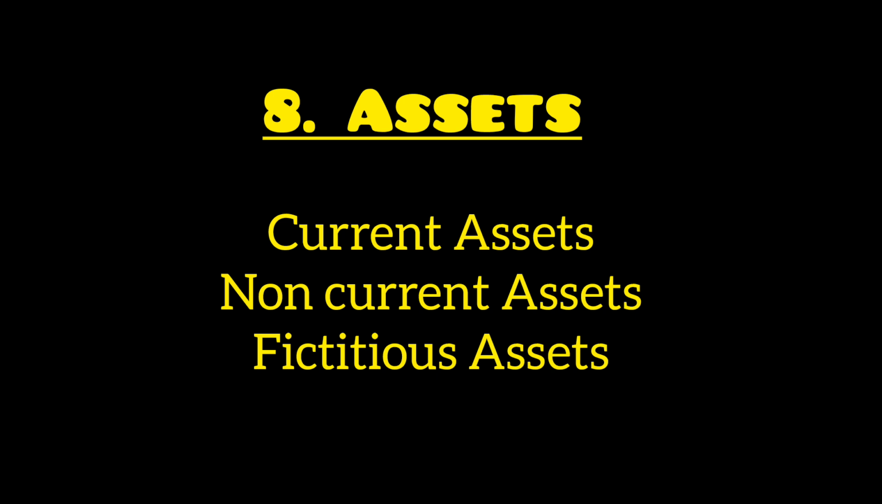Next category of assets is non-current assets, or we can also say long-term assets. These assets give benefit for a long period of time, which usually exceeds more than a year. Now these assets are again further classified into two, tangible assets and intangible assets. Tangible assets are those assets which can be seen and touched. For example, machine, equipments, land, building. These are some examples of tangible assets.